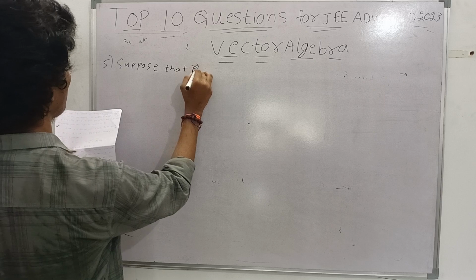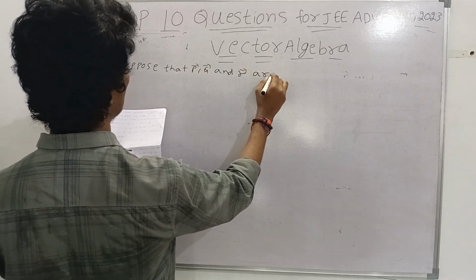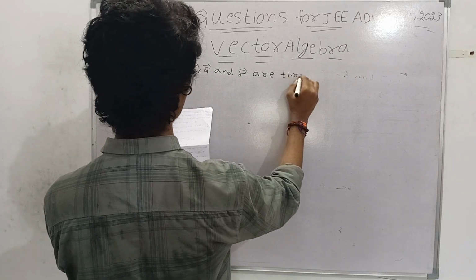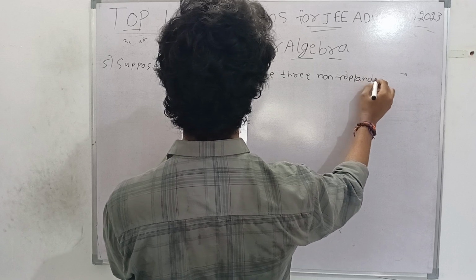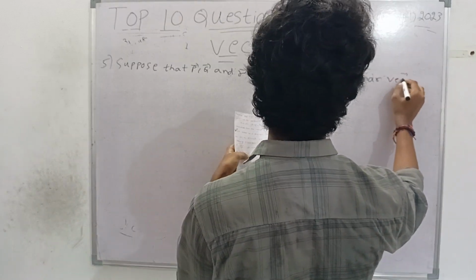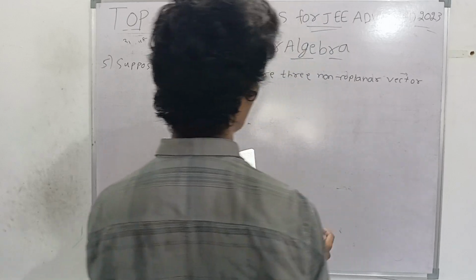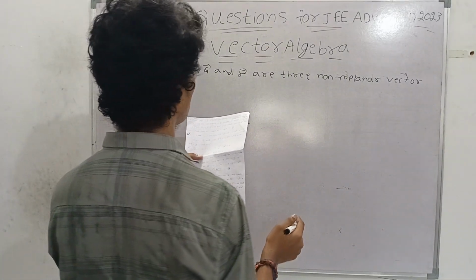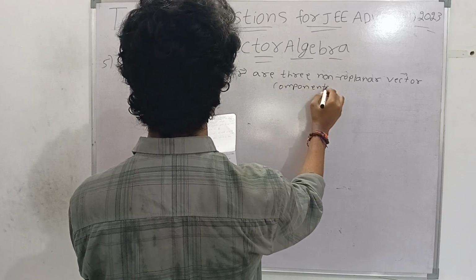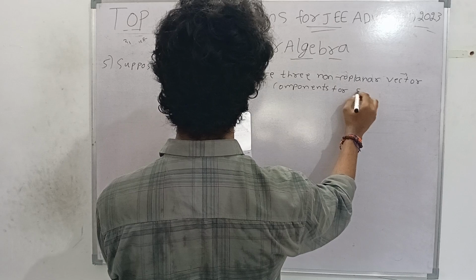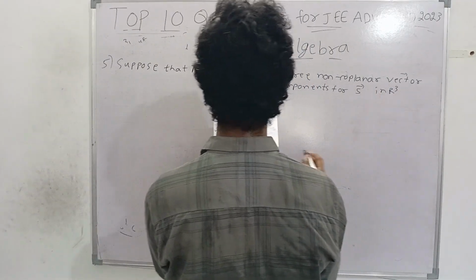Suppose that P, Q and R are three non-coplanar vectors. P, Q and R are the three non-coplanar vectors, components for S vector in R cube, that is in region space.